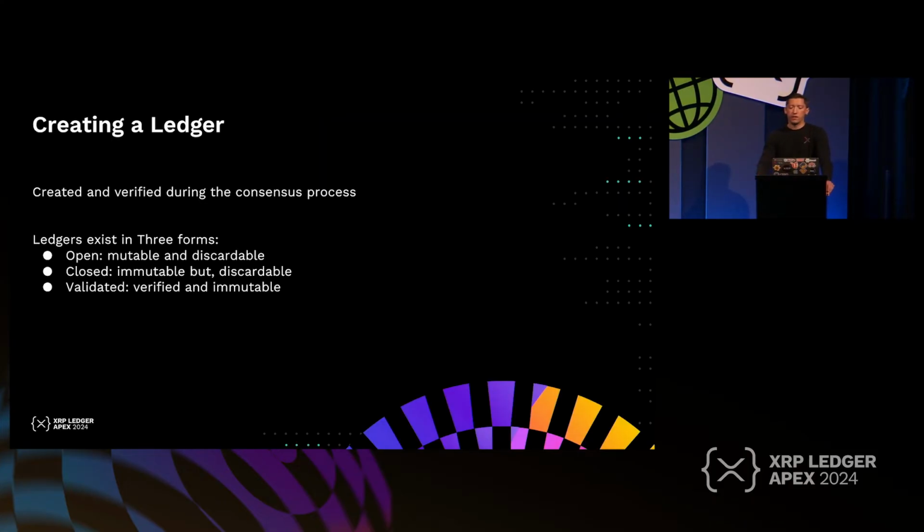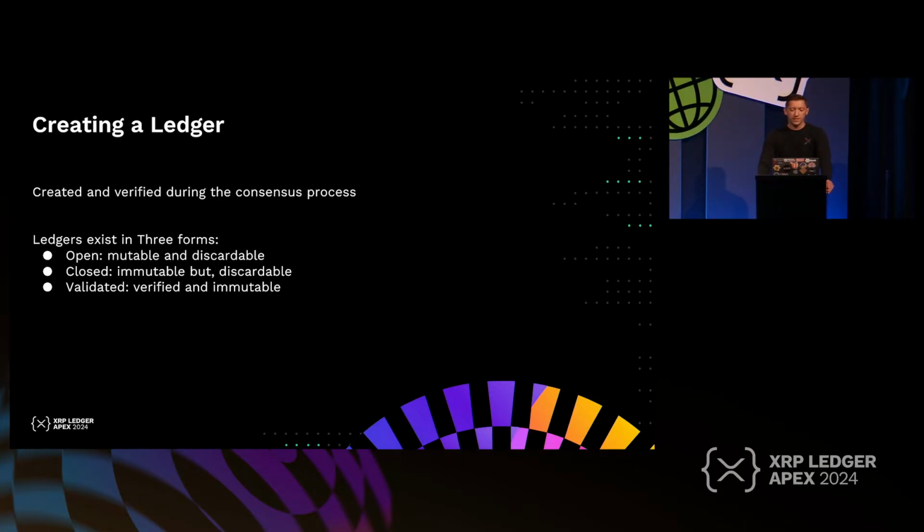Ledgers are only created and verified during the consensus process, and on your node at any given time, they could exist in 3 different forms. Open. Open is a mutable and discardable ledger. It's basically the open workspace for your node. So as transactions are being broadcasted throughout the network, as your node is receiving them, it'll add them to its open ledger.